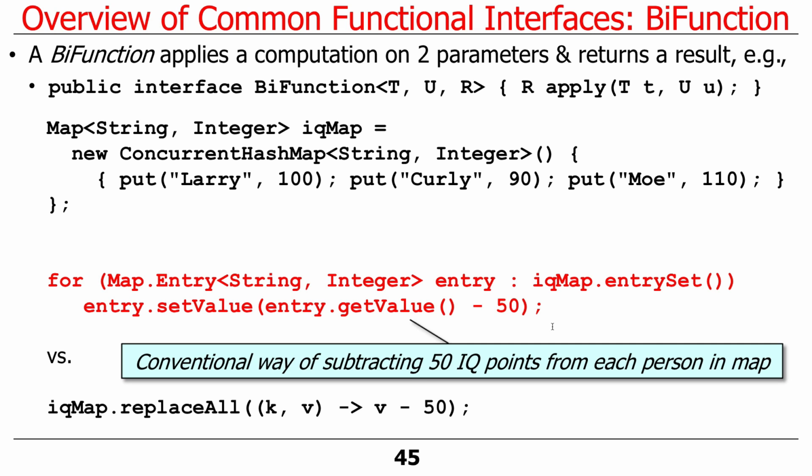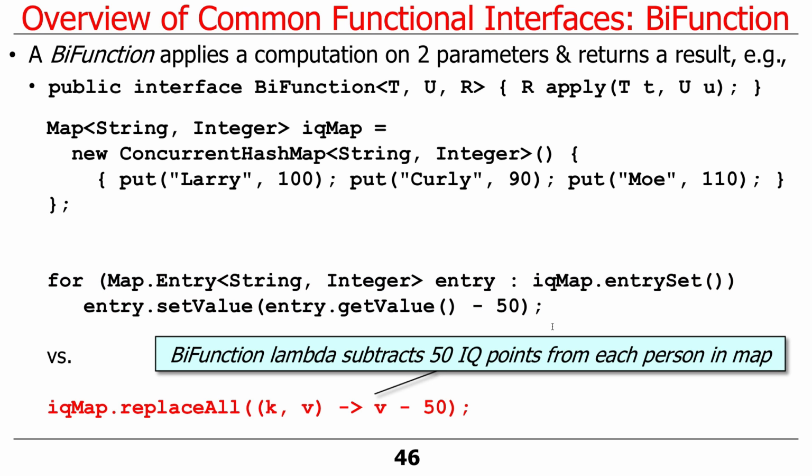So one way to do this would be to use a Java for-each loop. Here we're going to say for each entry in the entry set of this map, go ahead and take the value of the entry, subtract 50 from it, and update the value to be the new value that we just computed. So that's kind of the old school way of doing things. That's a way using Java 7 features, and we'll talk in a second about the pros and cons of that. It's pretty obvious one of the cons is it's verbose.